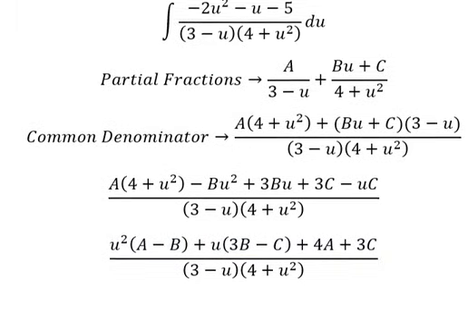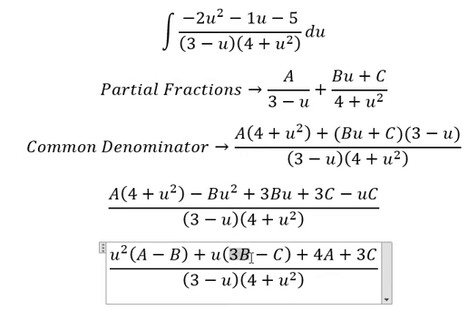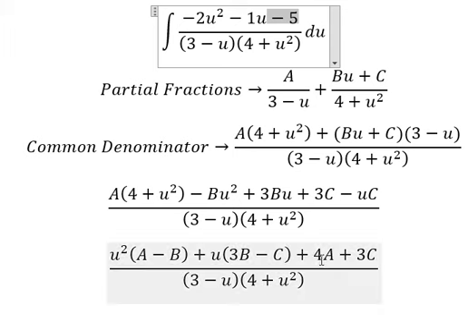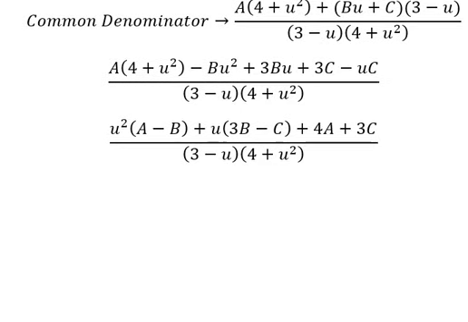Now we need to compare coefficients. About u squared, we have negative number 2, so a minus b equals to negative number 2. About u, that is negative number 1, so negative number 1 equals to 3b minus c. About the numbers, we have 4a plus 3c equals to negative number 5. And now we create the system of equations.